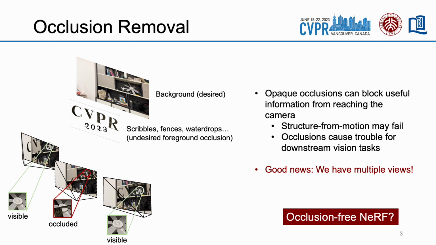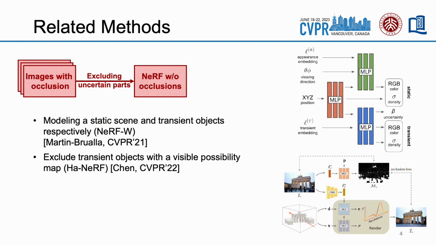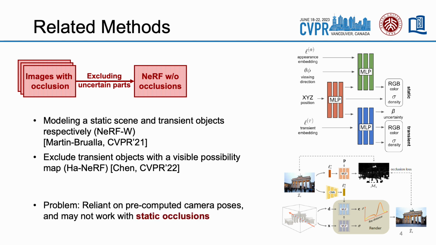The intuitive idea behind our work is that we only supervise the background representation on the area where background is visible. To directly obtain an occlusion-free neural radiance field, related methods only try to remove transient objects. NeRF in the wild tries to separate the scene into a static part and a transient part. Hallucinated NeRF learns a visibility map indicating the probability of being static, and only supervises the NeRF representation in static area. The problem is that both works rely on pre-computed camera poses, and they cannot remove static occlusions by design.